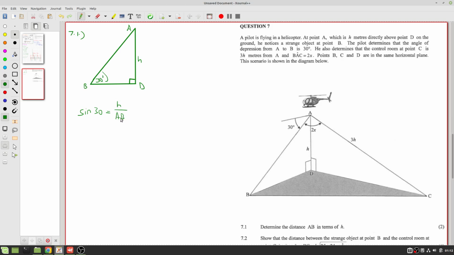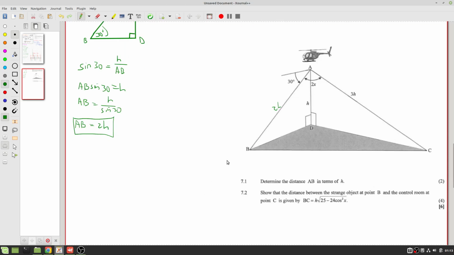Now all we need to do is get AB by itself. Multiply both sides by AB, which gives AB times sine 30 equals h. Now divide both sides by sine 30, so AB equals h over sine 30. We also know what sine 30 is: from your special triangles, it's a half. So h divided by a half gives us 2h. So we know AB is 2h. Great.